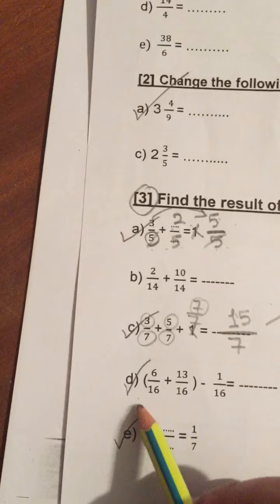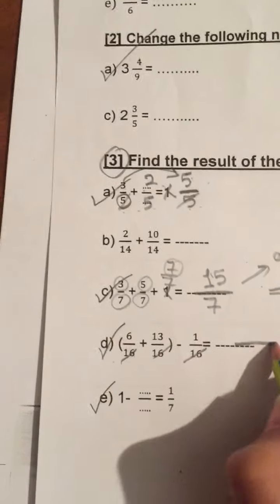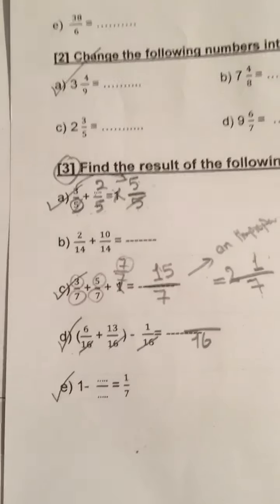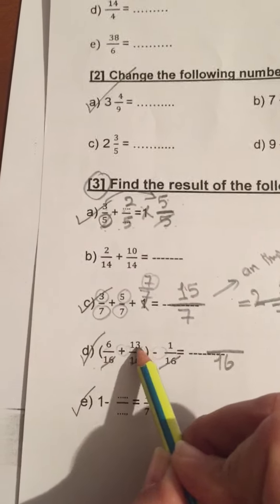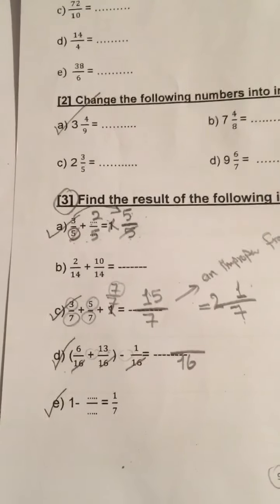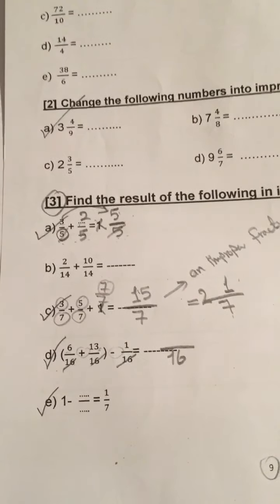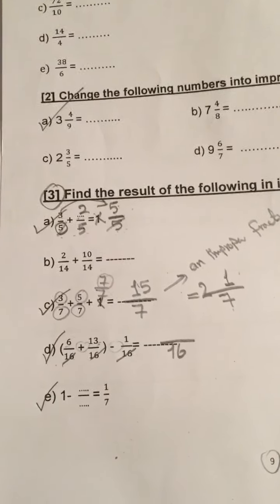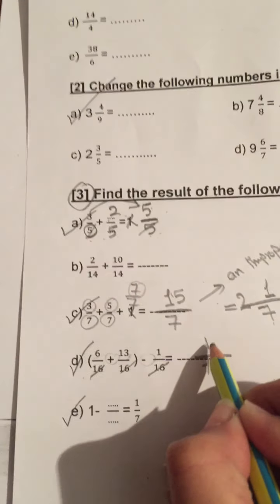Okay. D. The denominators are the same. So I'm going to put the denominator as it is, which is 16. And I have here plus and minus. After adding, I'm going to subtract 1. 13 plus 6. Keep 13 in your mind and 6 on your fingers. After 13, 14, 15, 16, 17, 18, 19. 19 minus 1 equals 18.